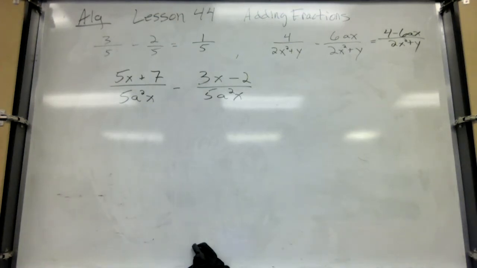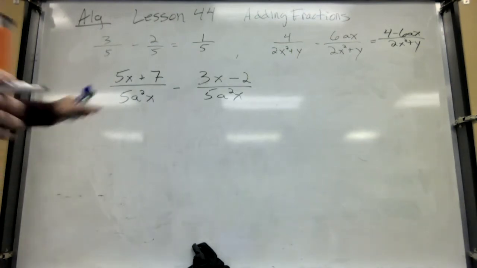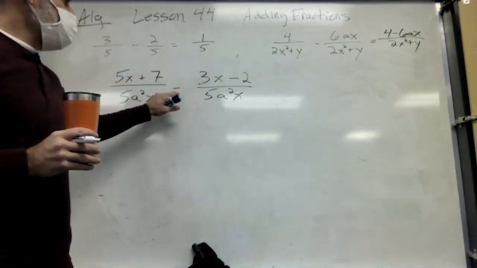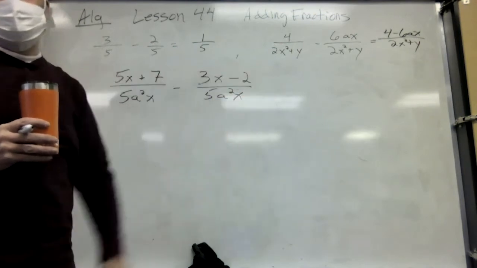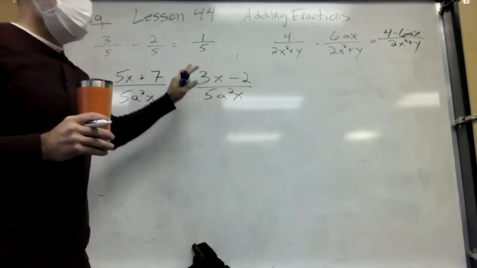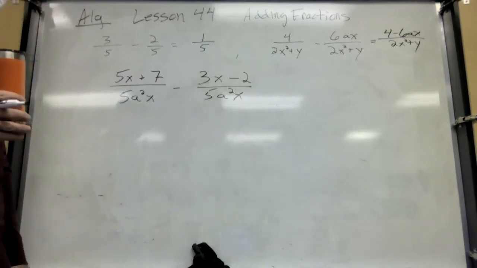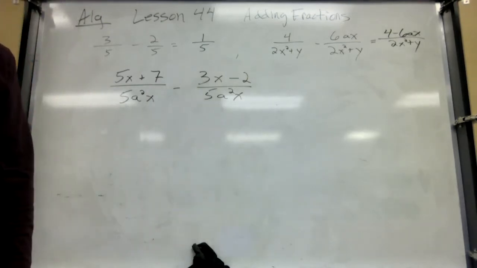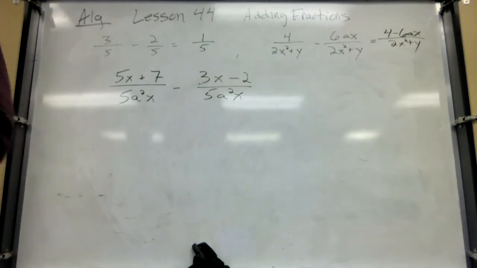Is it 2x minus 5 over 5a squared x? Okay, that's very close. The 2x is perfect, okay? But what happens when you do 7 minus minus 2? So you're subtracting this whole thing. So it's a little bit different, so that instead of a 5, it's a 9. Okay? But that was the only tricky part. But that's what most people will do. Most people will do that.